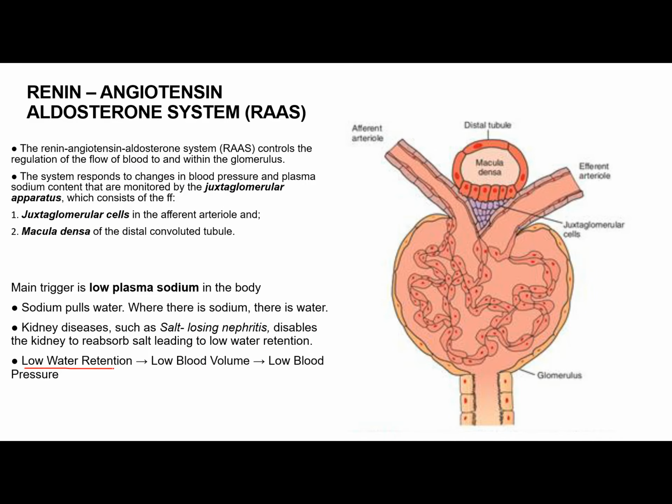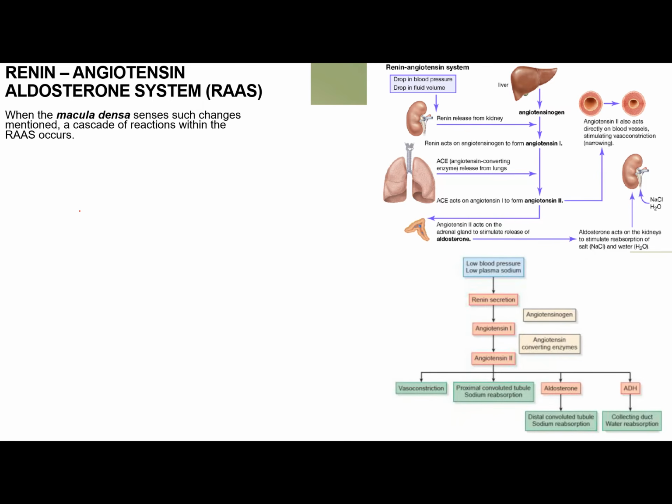Now, so low water retention can lead to low blood volume. And pag low ang blood volume mo, low din ang blood pressure mo, which is deadly. Blood pressure is very essential in maintaining glomerular filtration. So take note of the trigger class. Ang RAAS would be triggered by low plasma sodium. Pag mababa ang sodium, mababa ang water retention. Pag mababa ang water retention, mababa ang blood volume. Kapag mababa ang blood volume, mababa ang blood pressure. So ito siya.